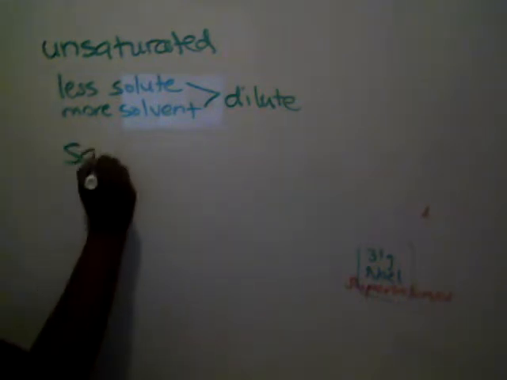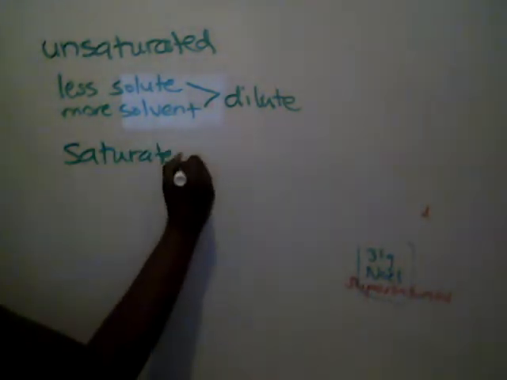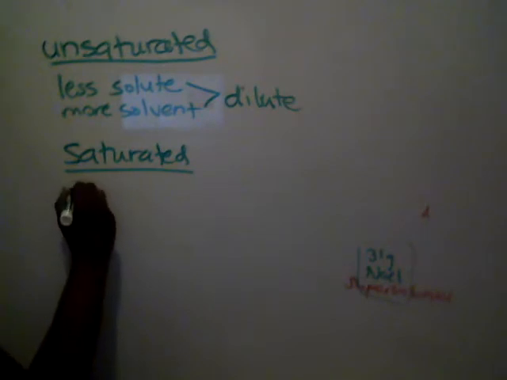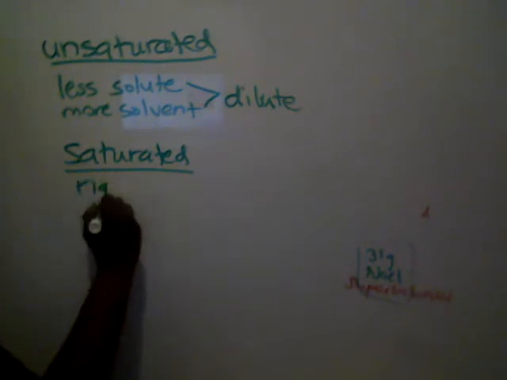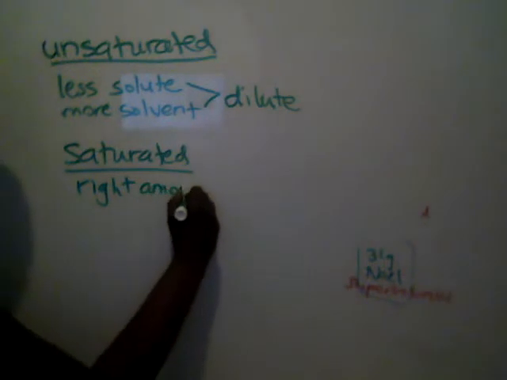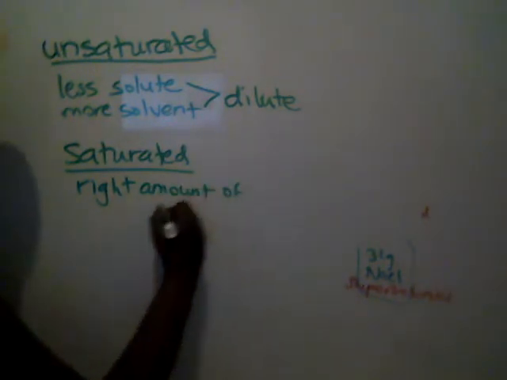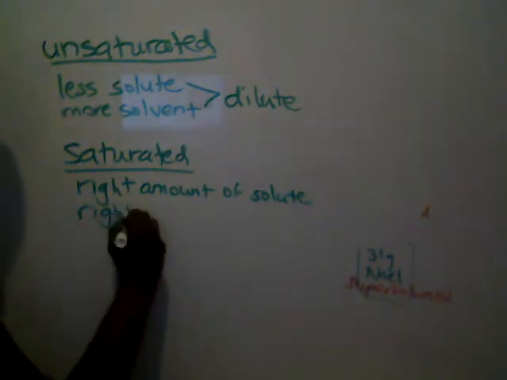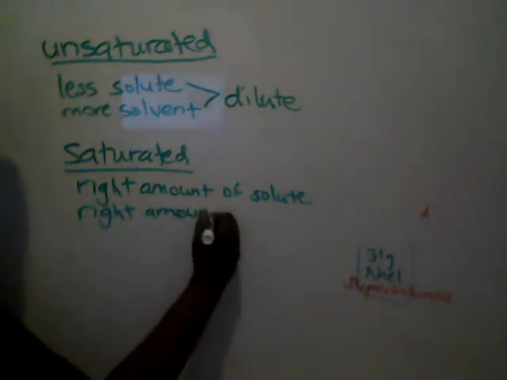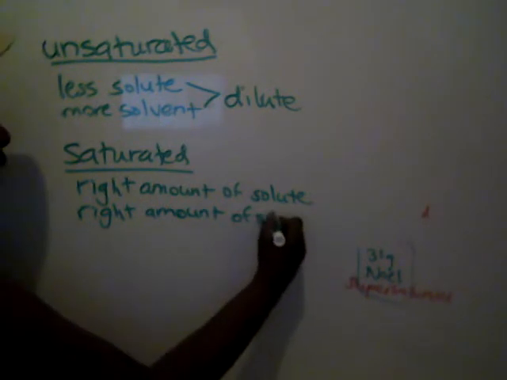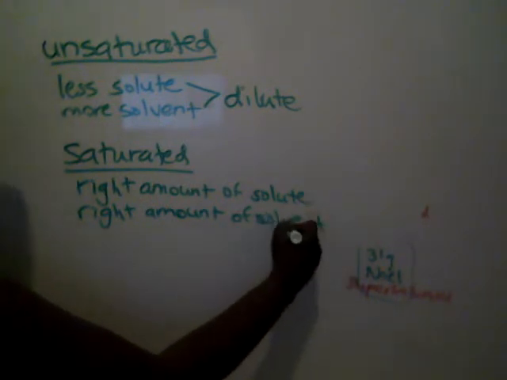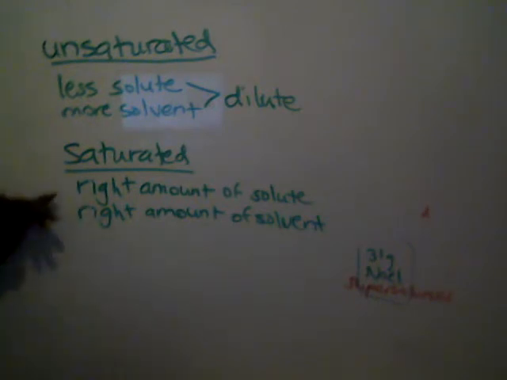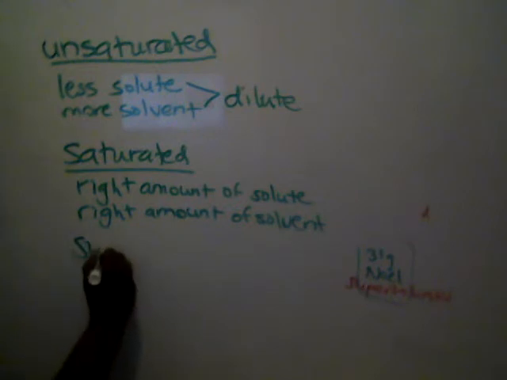If something is saturated, you have the perfect amount of solute. So I'll say the right amount of solute, and you have the right amount of solvent. So it's like the absolute perfect glass of lemonade that you could think of making. You have the right amount of sugar, the right amount of lemon juice, and the right amount of water. You don't have anything that's kind of out of whack. It's the perfect amount.